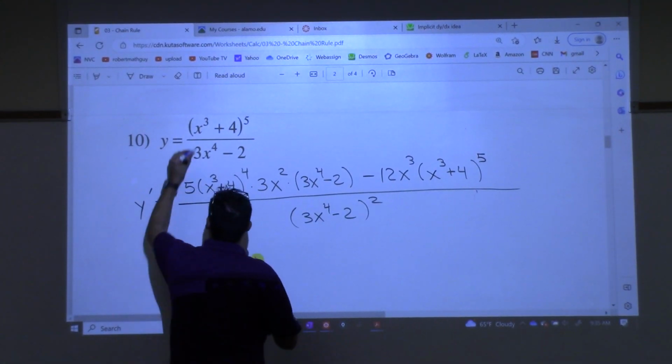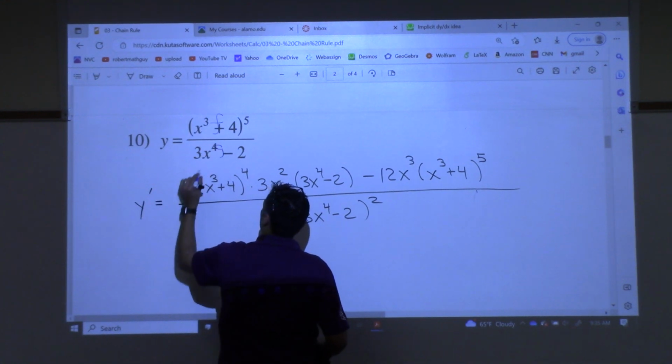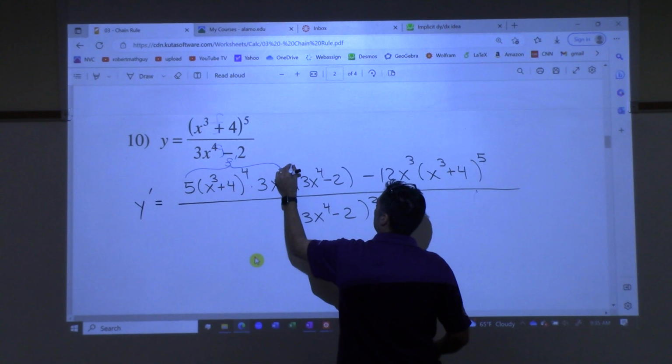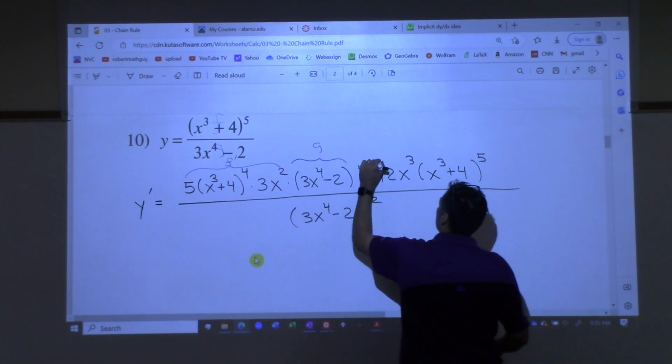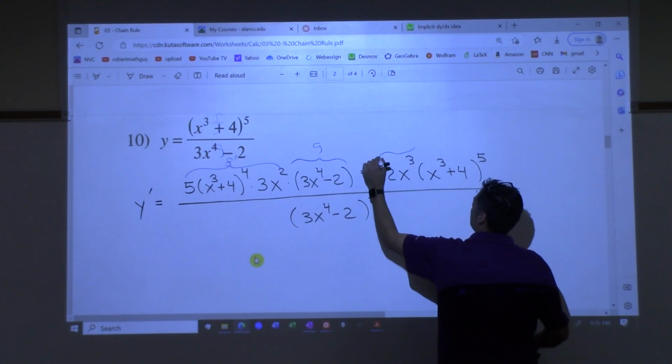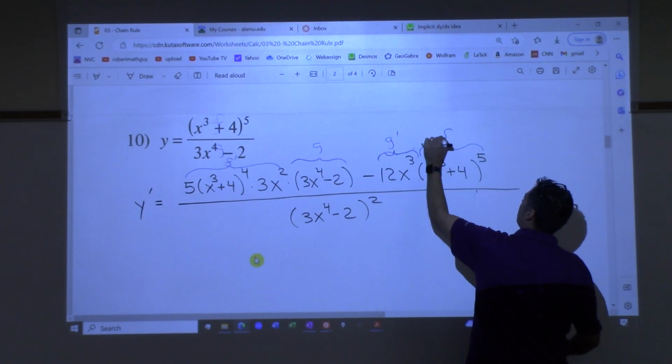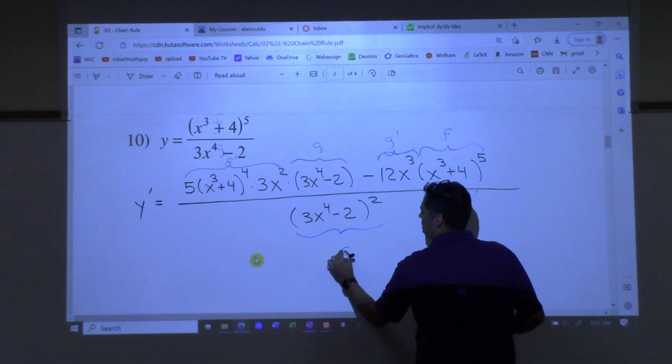So again, if this is f up here and this is g, then this piece right here is f prime. Sorry, it's messy. This is g minus this, just right here. That's g prime, and then this right here is f, and then this whole thing here is our g squared.